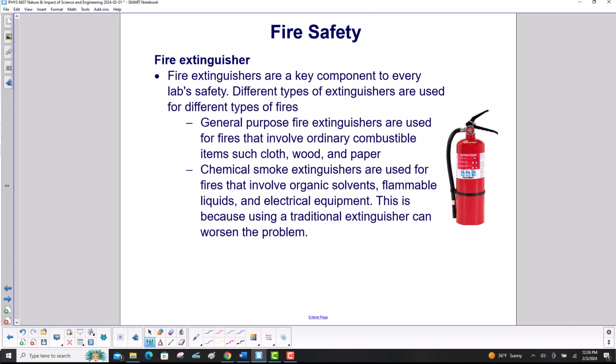Fire extinguishers are a key component to every lab safety. Different types of extinguishers are used for different types of fires. General-purpose fire extinguishers are used for fires that involve ordinary combustible items such as cloth, wood, and paper. Chemical smoke extinguishers are used for fires that involve organic solvents, flammable liquids, and electrical equipment. This is because using a traditional extinguisher can worsen the problem.